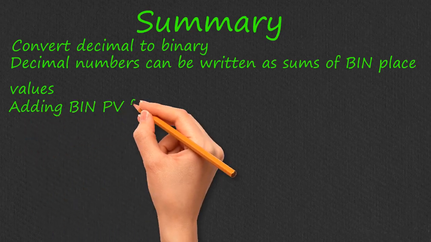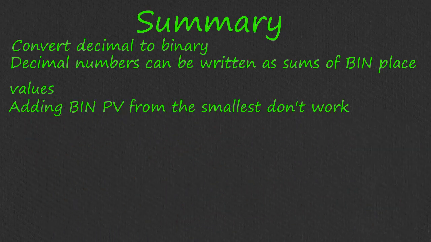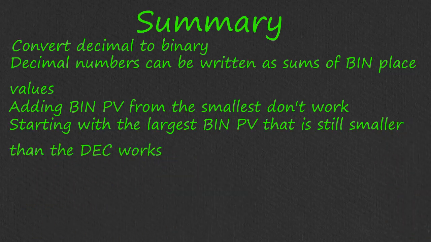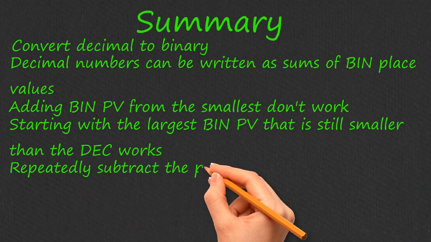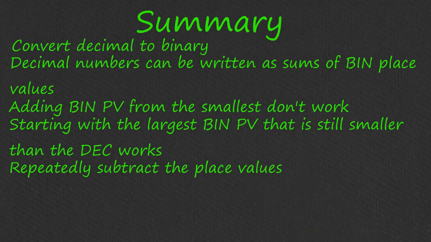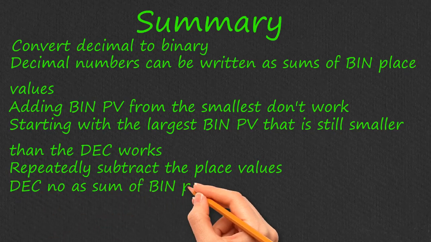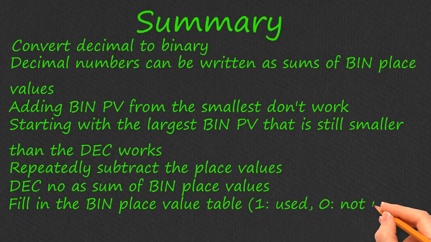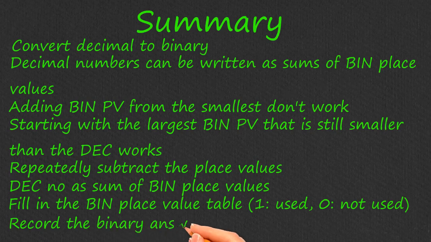We tried to add all the place values together from the smallest place value, but that didn't work. We then settled for trying with the largest place value that was still smaller than our decimal number, and we repeatedly subtracted place values from the original decimal number and the remainders until we were left with no more remainders. Then we wrote out the decimal number as a sum of these binary place values, and next filled in the binary place value table, placing a 1 into the columns that were part of the sum and a 0 everywhere else. Finally, we wrote down the binary number from the table.